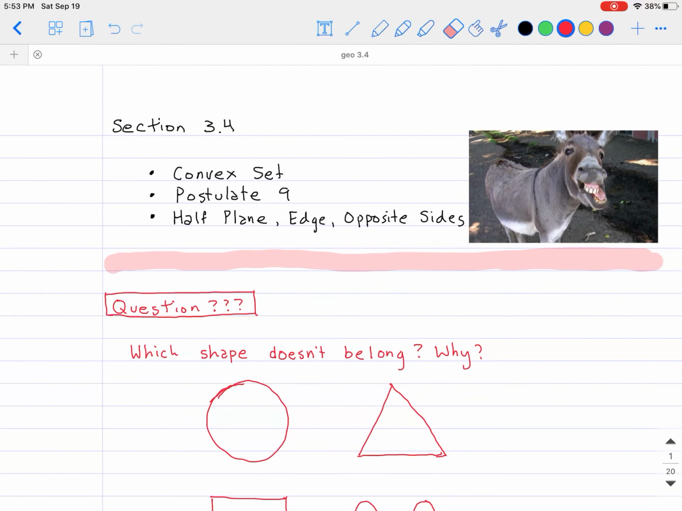Hello everybody, today in geometry we will be talking about section 3.4, which has the following topics: convex set, Postulate 9, and also the definitions of half planes, edge, and opposite sides.